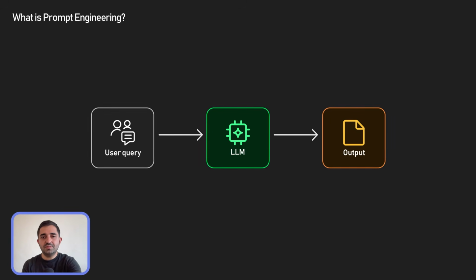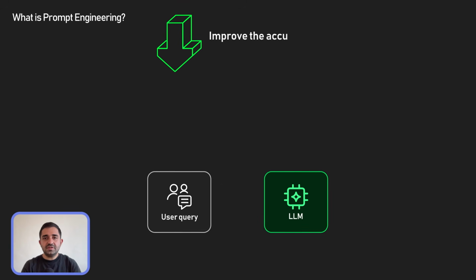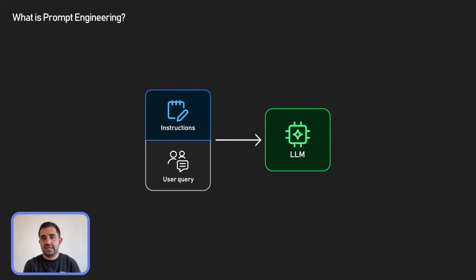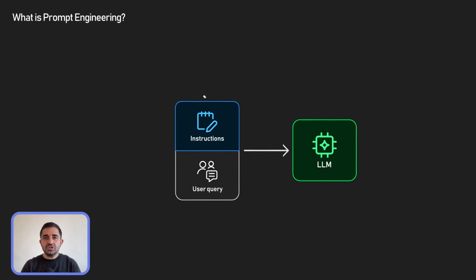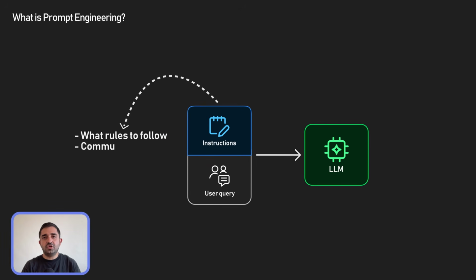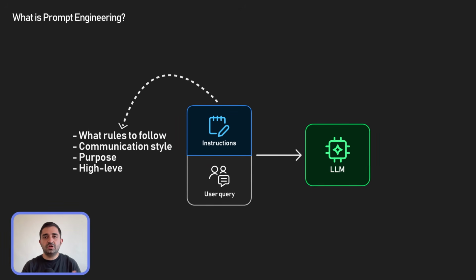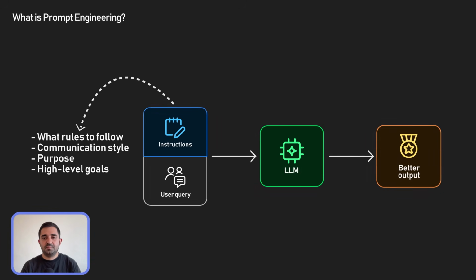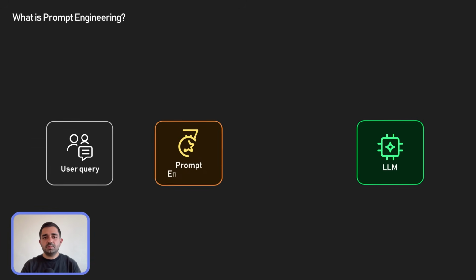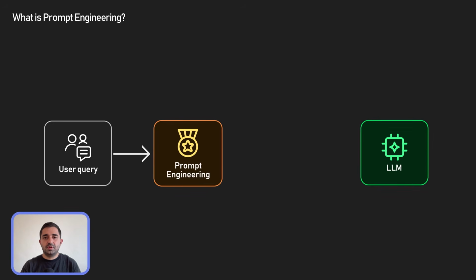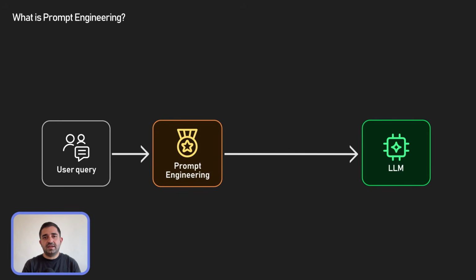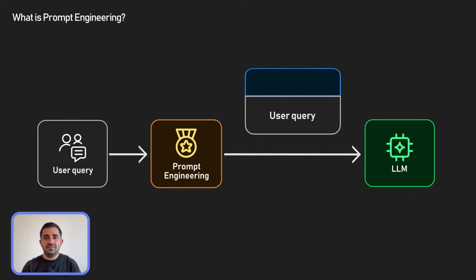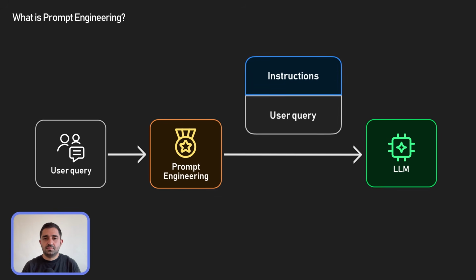Prompt engineering improves this process by crafting clear, effective instructions and adding them to the user's query before sending it to the LLM. The instruction defines rules to follow, the communication style, the purpose, and the overall goal. This greatly improves the quality of the output produced by the LLM. So we can think of prompt engineering as an intermediate step before sending the user's query to the LLM. In this step, we apply various techniques to enhance the query with clear and effective instructions.